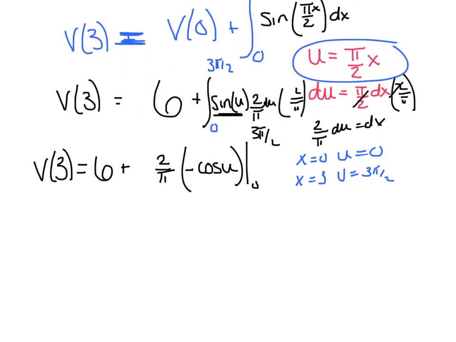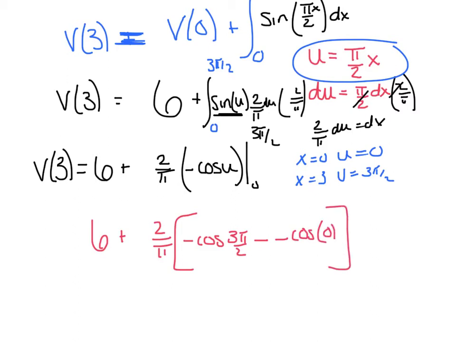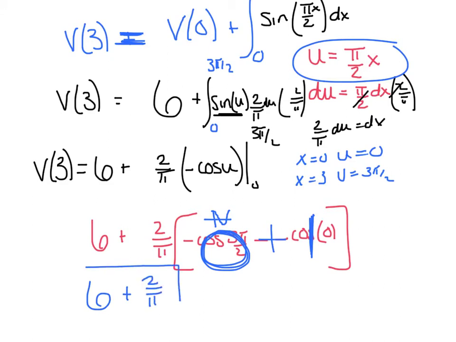Plug in that upper bound. So I get 6 plus, I'm going to leave that 2 over pi out front. I get negative cosine of 3 pi over 2 minus negative cosine of 0. Watch that double negative there. So of course that's going to turn into a plus. Cosine of 3 pi over 2, I'm just picturing my graph. The cosine of 3 pi over 2 is 0. Love that number. And the cosine of 0 is 1. So I get an answer of, let's see, that's 6 plus 2 over pi times 1 is 2 over pi for my final answer.